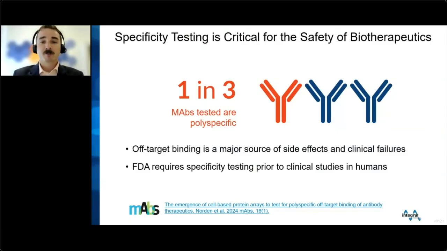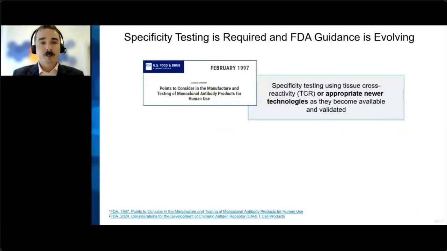Now, this polyspecificity is really demonstrated by binding to proteins that are unanticipated. And this off-target binding is really a major source of side effects and clinical failures, leading to drug attrition. The FDA does require specificity testing prior to clinical studies in humans, and the landscape for this specificity guidance is really evolving. So let's take a closer look at that evolving landscape.